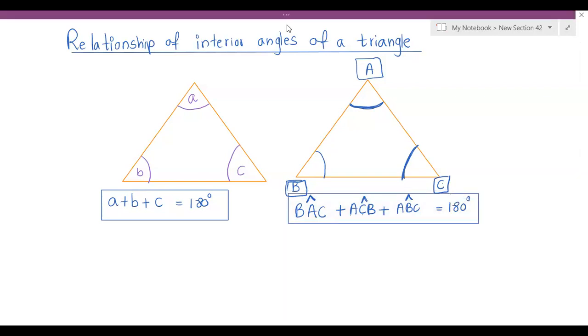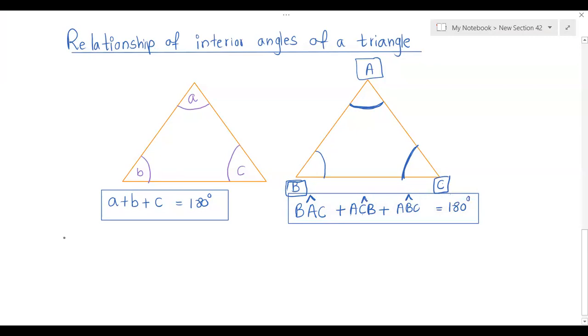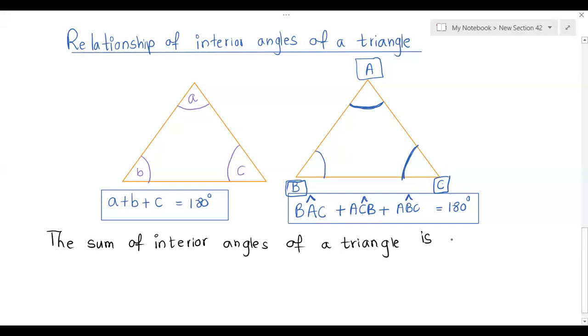Then this is how we express the relationship of the interior angles of a triangle. When we express this as a theorem, we can write: the sum of interior angles of a triangle is 180. This is a theorem.